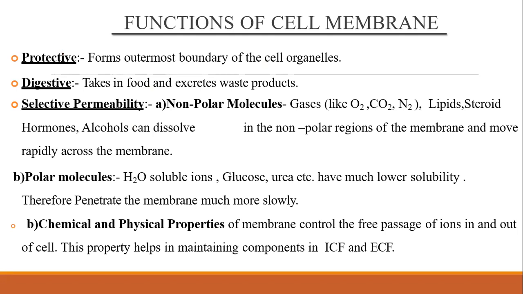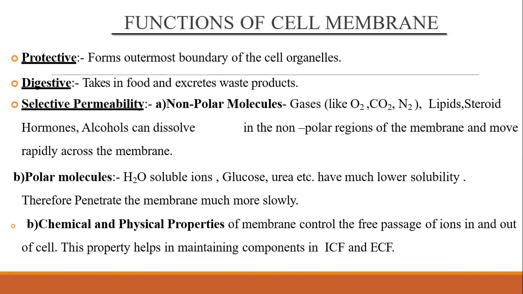So it contains what? A polar head and a non-polar tail. These non-polar molecules, that is oxygen, carbon dioxide, nitrogen, lipids, steroid hormones, and alcohols, can dissolve through the non-polar region of the plasma membrane and can easily pass across the cell membrane. Then come the polar molecules. As the plasma membrane contains the polar head, these polar molecules that are soluble in the polar head region, like water-soluble molecules, glucose, urea, etc., have much lower solubility, therefore penetrate the membrane much more slowly.